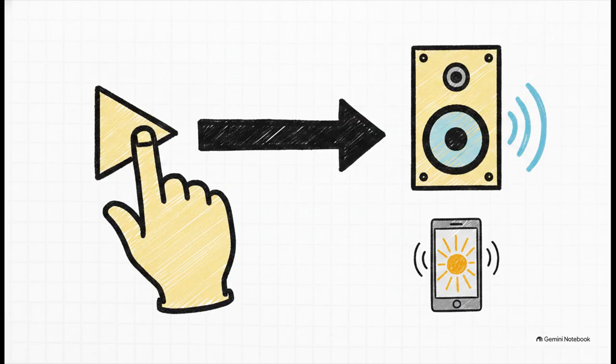And remember, a single device can even have multiple outputs simultaneously. If you get a text message while that song is playing, your phone might vibrate, play a chime sound, and light up the screen all at the exact same time.